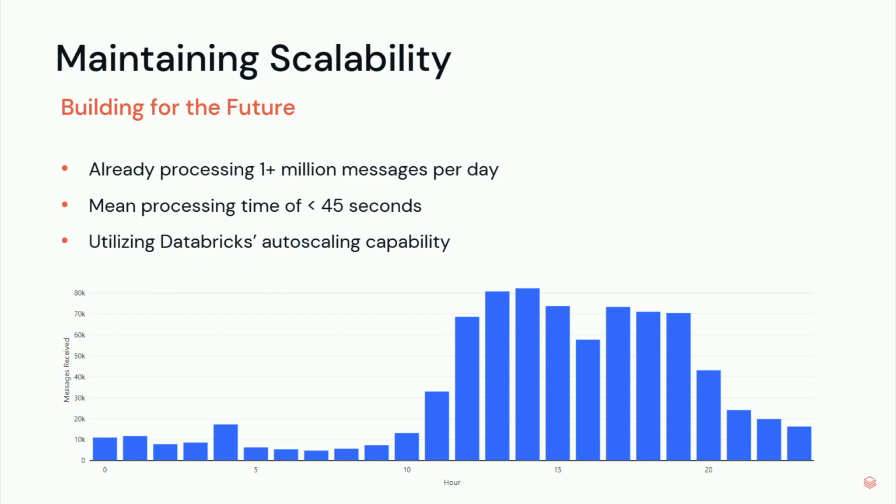Using Delta Live Tables, we've used the enhanced auto-scaling to really control our compute costs, but scale up when we see spikes in delivery of files. So this has been really helpful in maintaining costs, but also maintaining scalability as files come in.